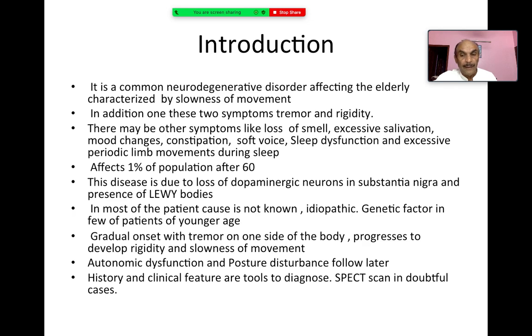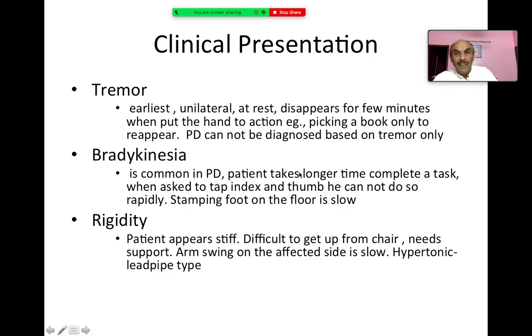In this particular condition, history and clinical features are the main tools for diagnosis. But in doubtful cases, SPECT scan can help to make the diagnosis. So, coming to the clinical presentation, some important aspects of the clinical features of Parkinson's disease, based on which one can make the diagnosis without the help of laboratory evaluation. The tremor. Tremor is the earliest manifestation.